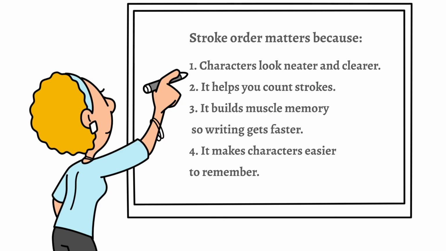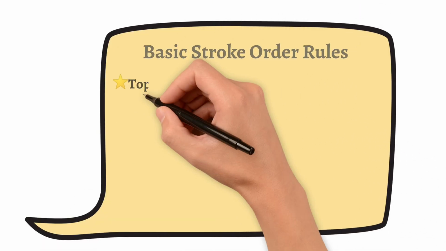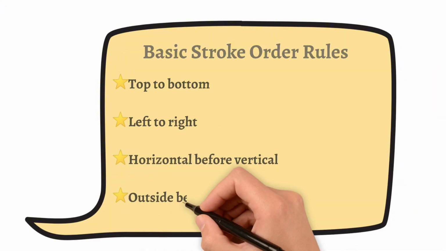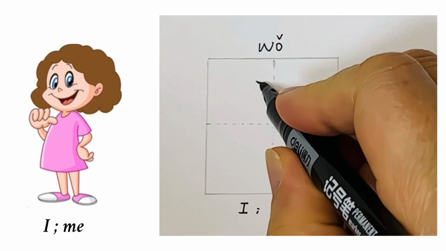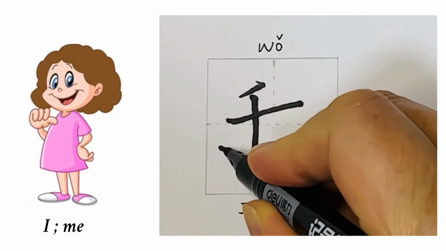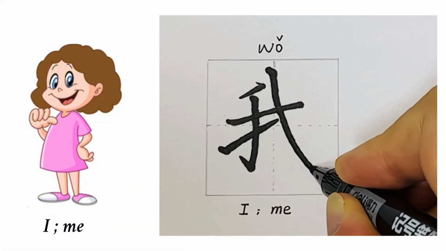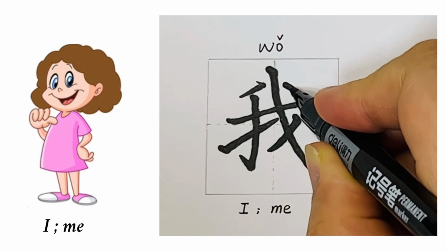Some basic stroke order rules to remember are: top to bottom, left to right, horizontal before vertical, outside before inside, and close the box last. For example, the character 我, I or me, has several strokes. But if you follow the correct order, top to bottom, left to right, your writing will look clear and neat.